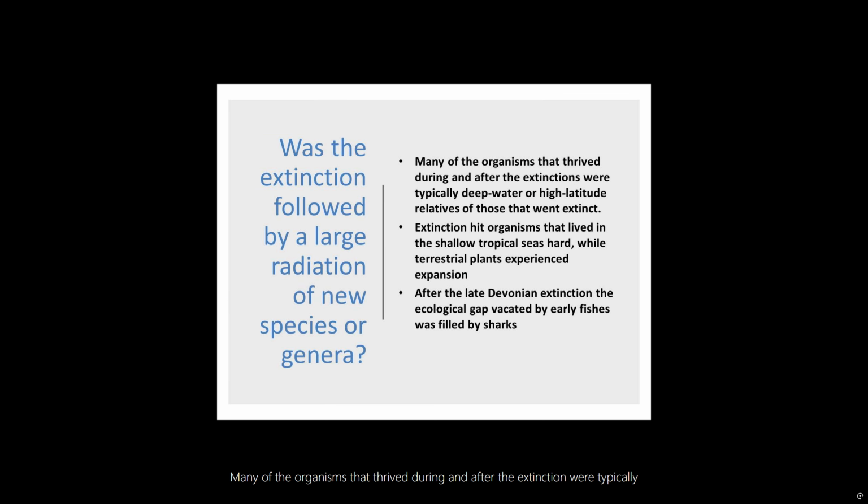Many of the organisms that thrived during and after the extinction were typically deep water or high latitude relatives of those that went extinct. Extinction was most severe in shallow tropical seas. On land, terrestrial plants actually experienced expansion, and after the extinction, the ecological gap vacated by the early jawless fish was filled by sharks.